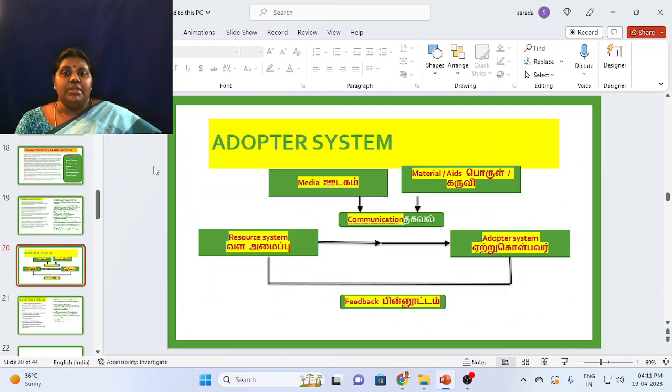The last element is the adopter system. Here it is explained in an illustrative form, where it starts from the resource system and is communicated through a medium or material and reaches the adopter system. The adopter system, after they decode the communication sent by the resource system, will give proper feedback. So this is illustrated in this picture.